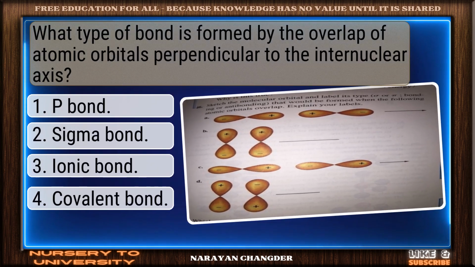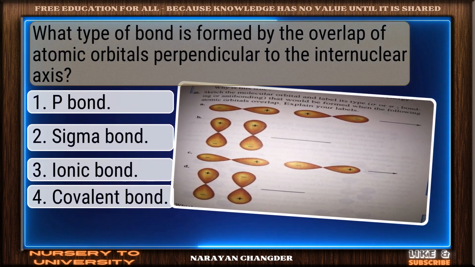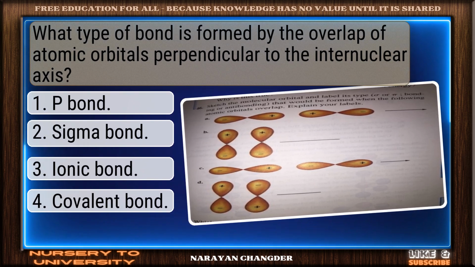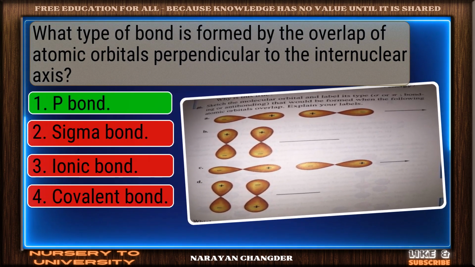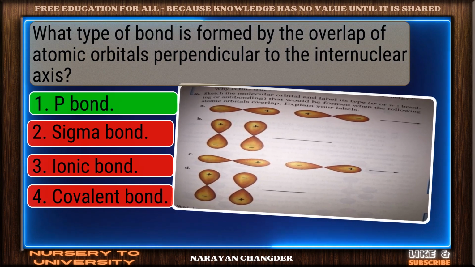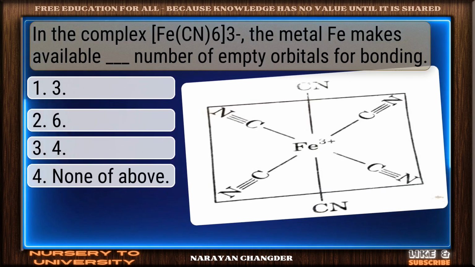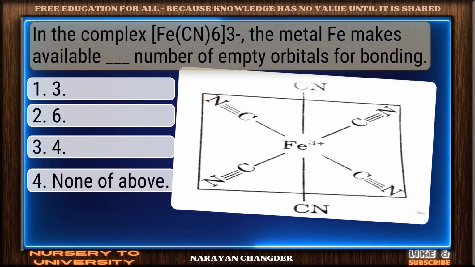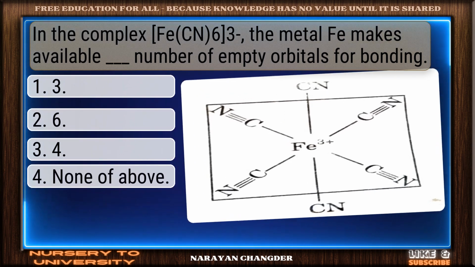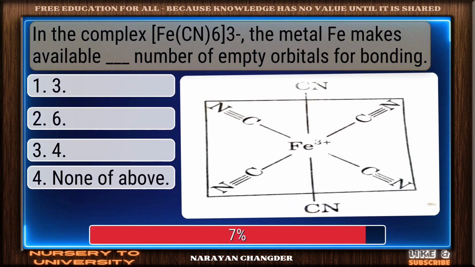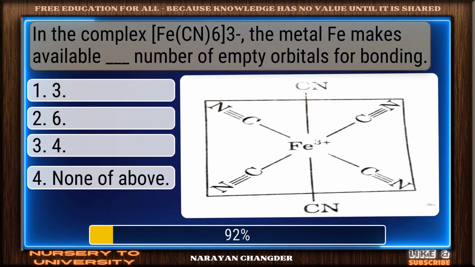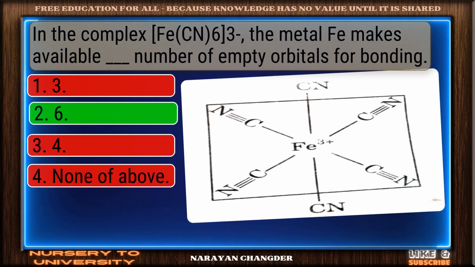What type of bond is formed by the overlap of atomic orbitals perpendicular to the internuclear axis? Excellent choice. Pi bond is the right answer. In the complex, the metal makes available a dash number of empty orbitals for bonding. Valid point. 6 is true.